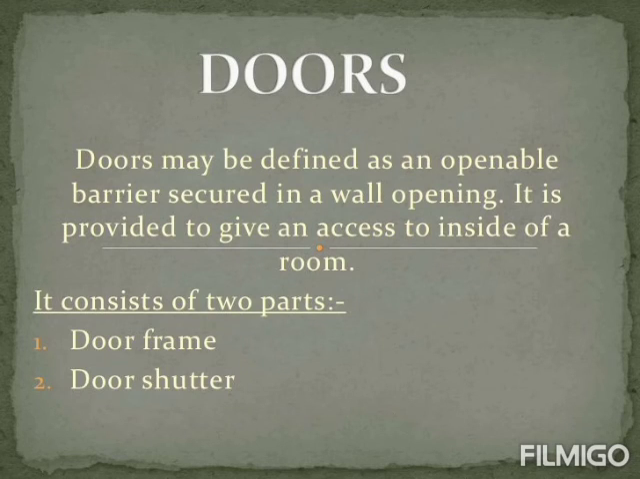Let us today look at what are doors. Doors may be defined as an openable barrier secured in a wall opening. It is provided to give an access to inside of a room. So basically doors consist of two parts: door frame and a door shutter.